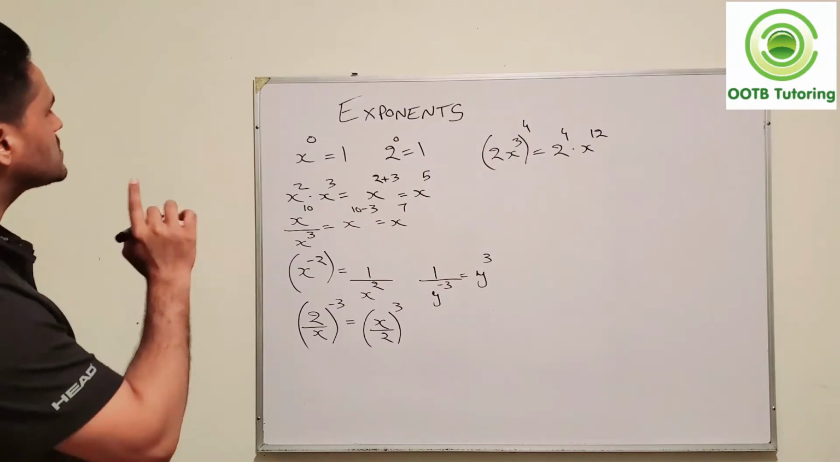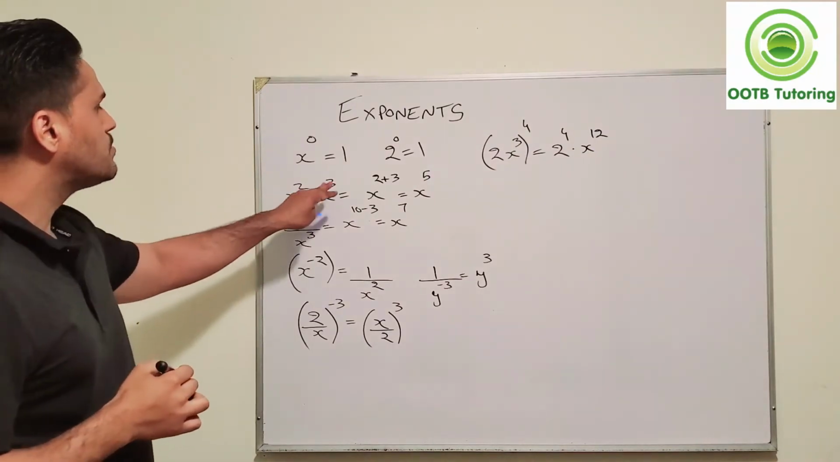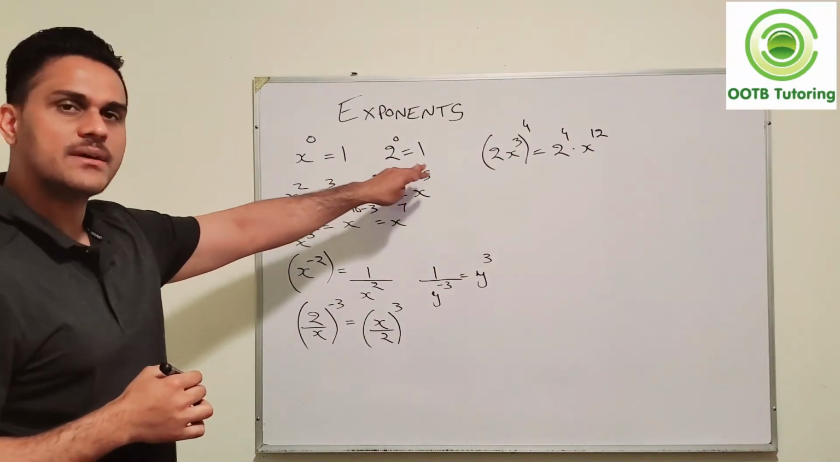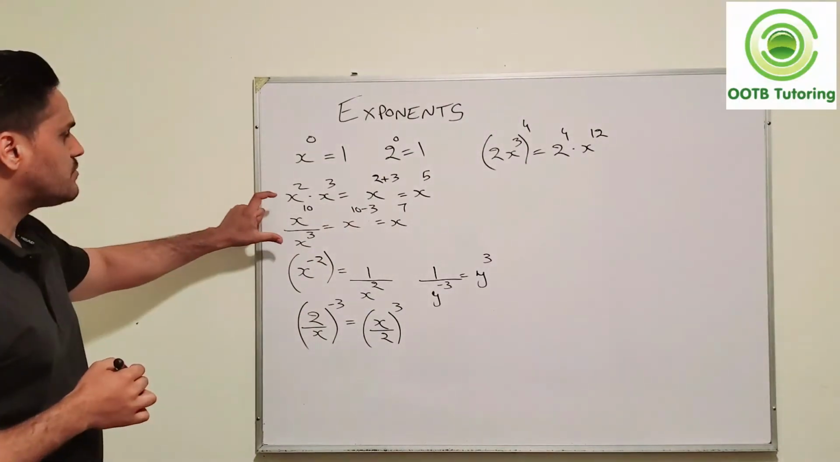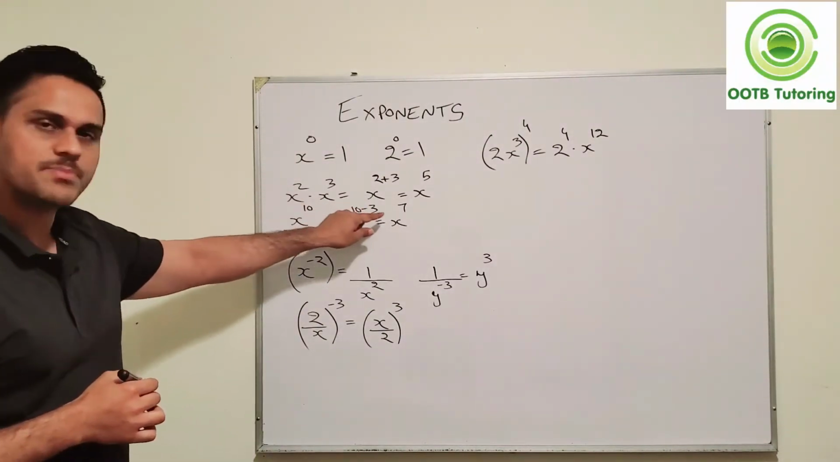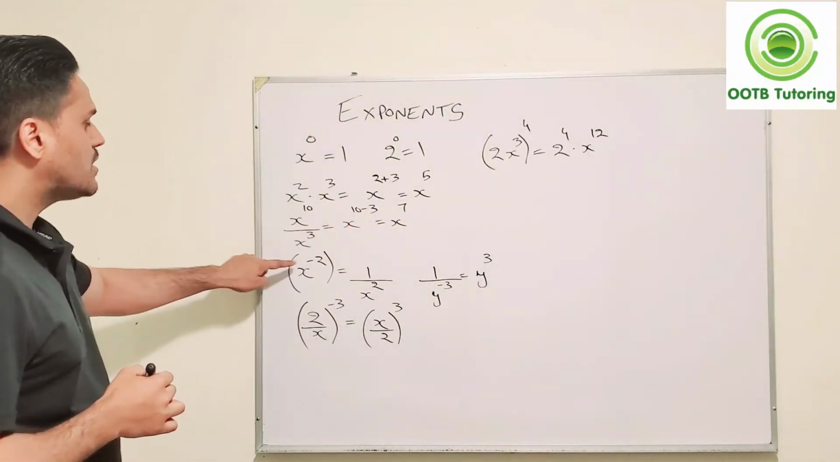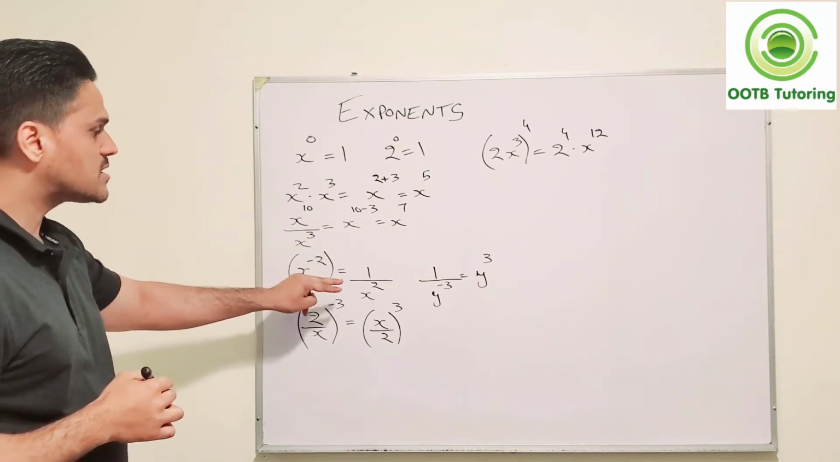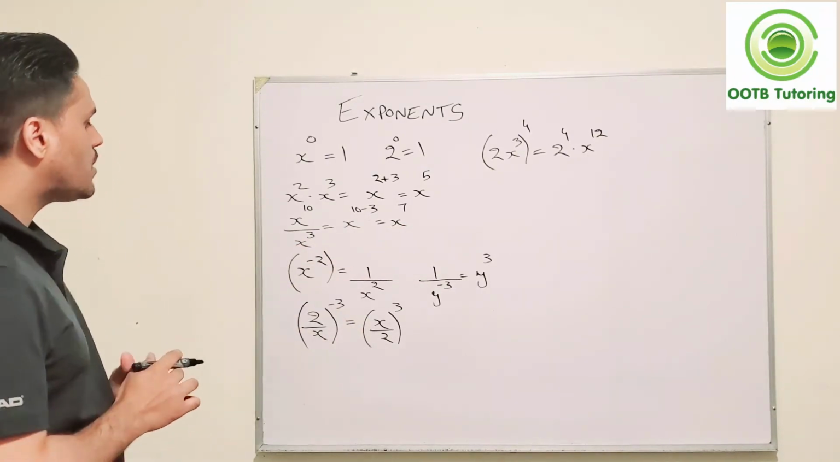So x to the power 0 is 1. Whenever two terms are multiplying, you're going to add up their powers. Whenever we're dividing, it'll be power of the top minus power of the bottom. If you ever have a negative exponent, you just take the reciprocal, and the power is going to turn positive.